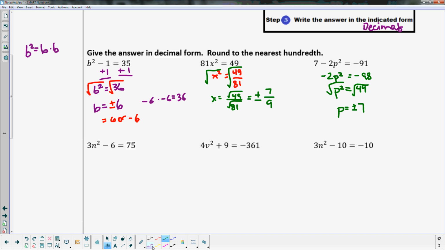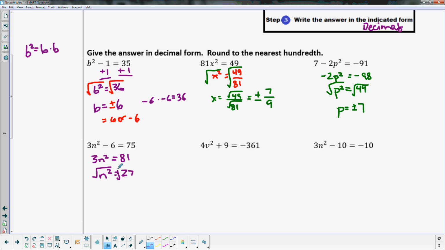Let's do one more together, and then I'll let you do a couple by yourself. On this one, I'm going to have 3n squared. I'm going to add 6 to both sides, so it's going to give me an 81. And then when I divide by 3, that's going to give me a 27. And then I can take the square root.